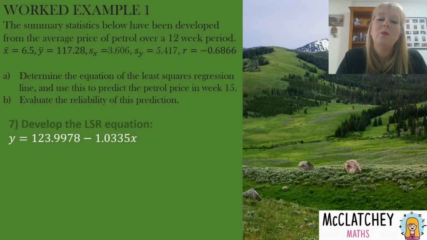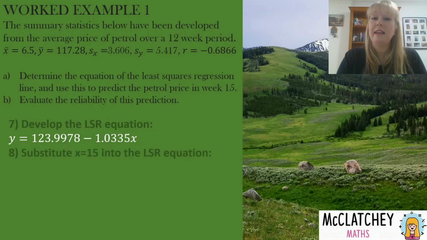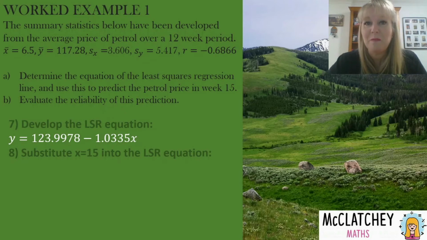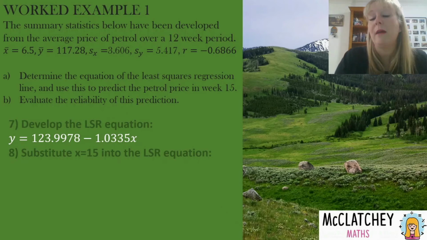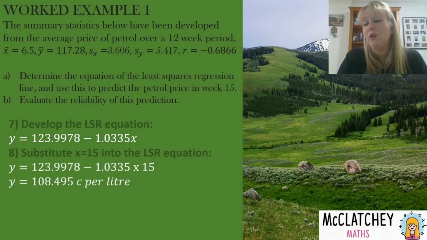Now we're going to substitute that information into that least squared regression equation. So that y equals a plus bx becomes y equals 123.9978, take away 1.0335x. Okay, now we need to find the petrol price in week 15. So the weeks always go on the x-axis for time series, that's time on the bottom. So x is going to be equal to 15. We can simply substitute that into our equation and work out the value for y, which is that predicted petrol price.